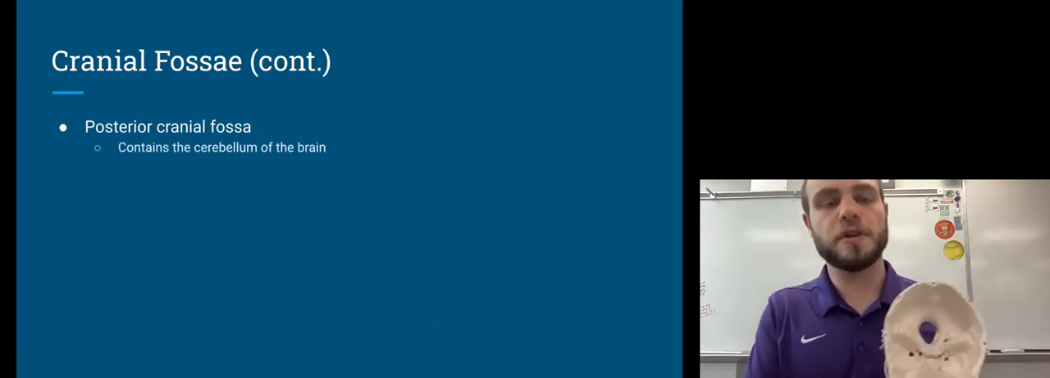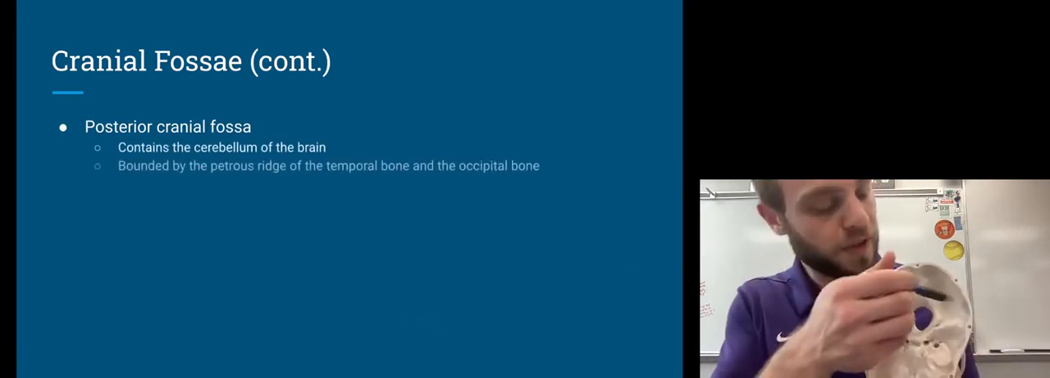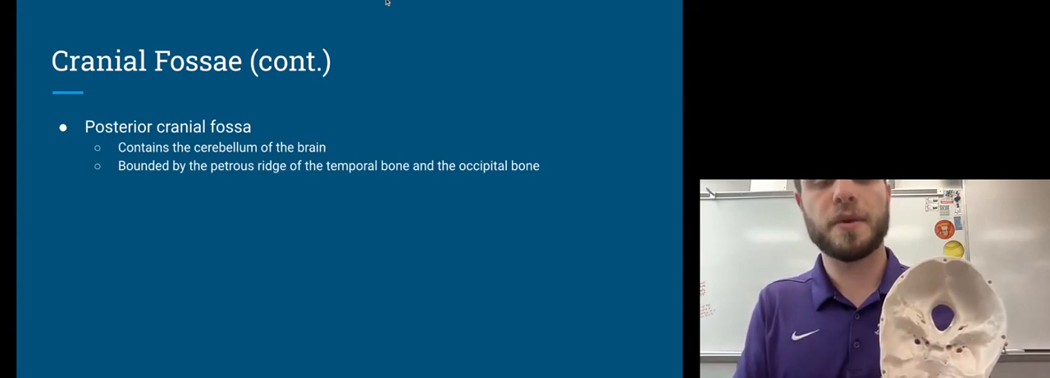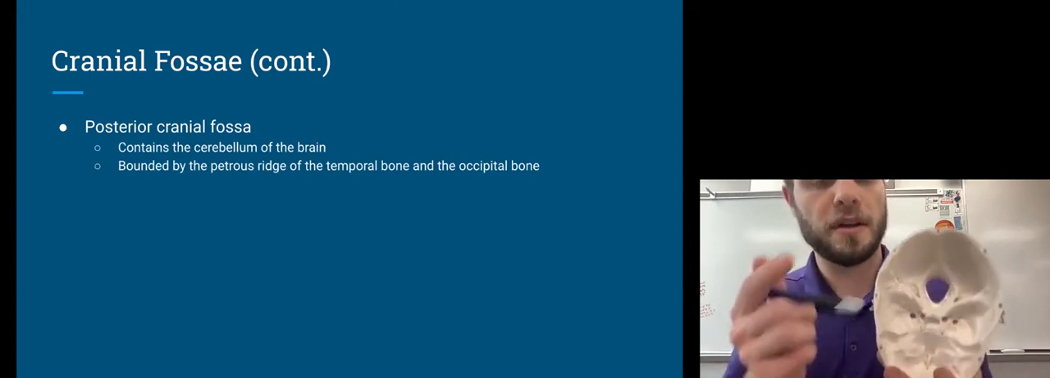In your posterior cranial fossa, this is going to be where the cerebellum of the brain is going to sit. It's bounded on the anterior side.